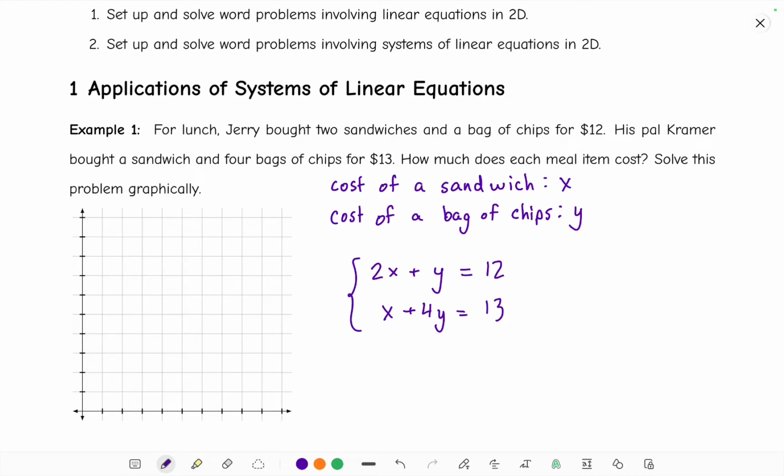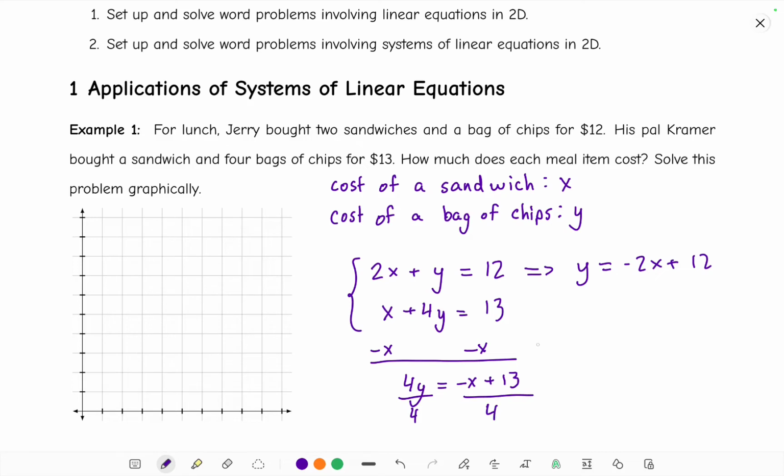Now we want to solve this problem graphically. So what I'm going to do is solve them both for Y to get them in slope-intercept form. So the first one I just have to subtract 2X. So we get Y equals negative 2X plus 12. The second one, we need to subtract X first. Get 4Y equals negative X plus 13. And then divide by 4 to give us Y equals negative 1/4 X plus 13 over 4.